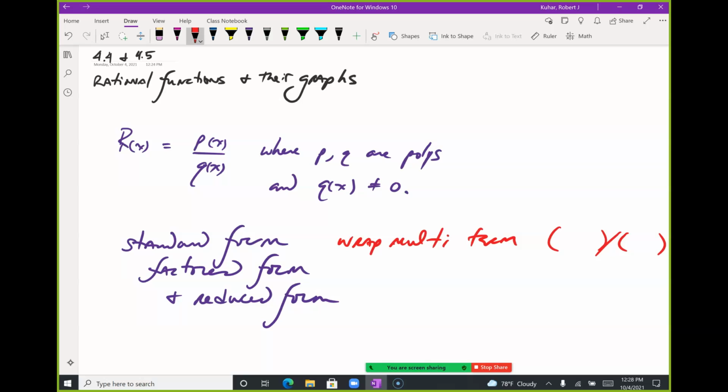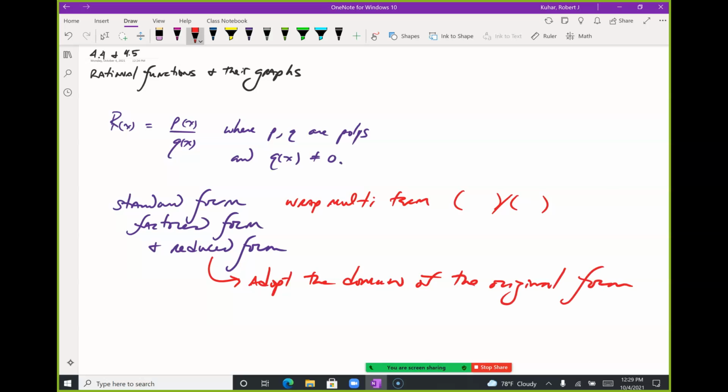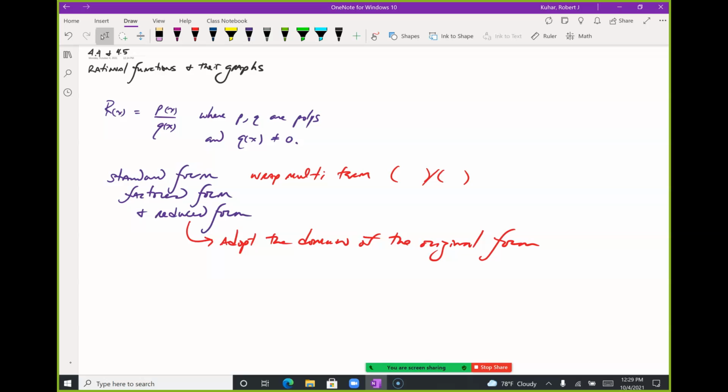And reduced form is a little bit strange, and you'll see it happen a couple of times. Sometimes I'll have a matching factor in my factored form in numerator and denominator, and they cancel. But I have to make sure I remember to adopt the domain of the original form in the reduced form. I don't know if adopt is the right word, but make sure it carries through. Whatever your domain is of the original, even if you reduce it, you have to keep that domain.